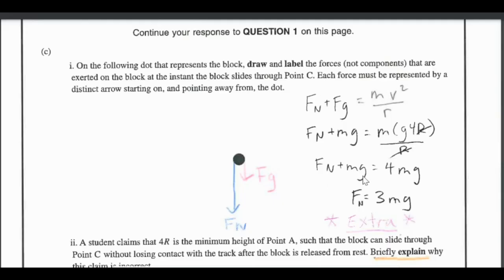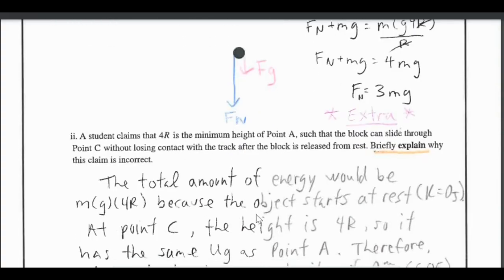Then we have FN plus mg equals 4mg, and then the normal force is 3mg, which means that my vector for FN should be larger. But again, the question didn't specify and ask for the relative size of the vectors to be proportional to the amount of force. So I don't think they're going to be grading that.